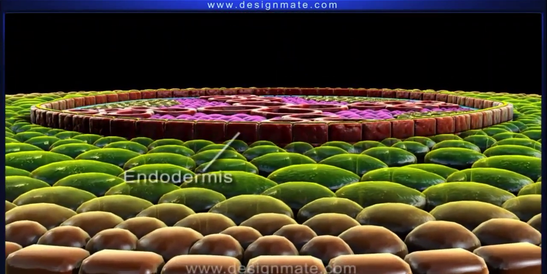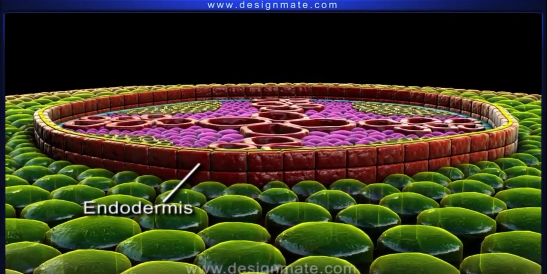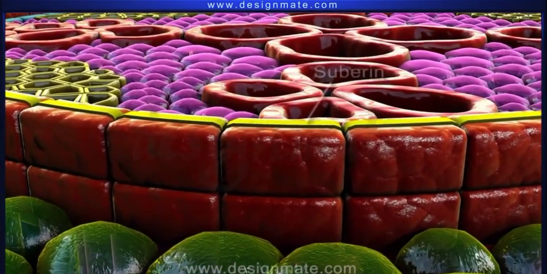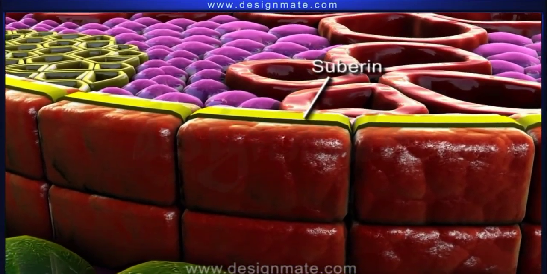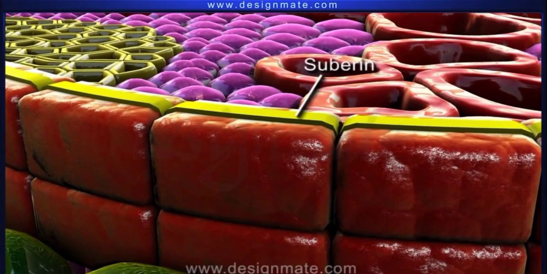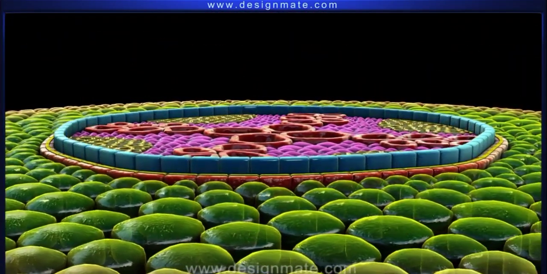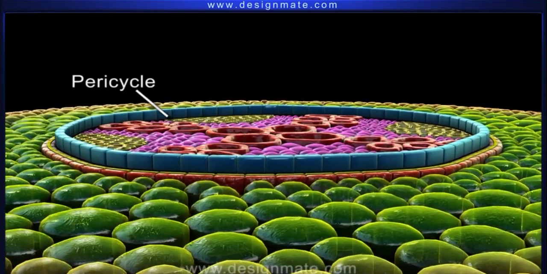The endodermis consists of a single layer of oval cells that have thick deposition of suberin over them, which is characteristic of endodermal cells and is known as casparian strip. Next is the single layer of the pericycle, which is made up of the thin-walled parenchyma cells.